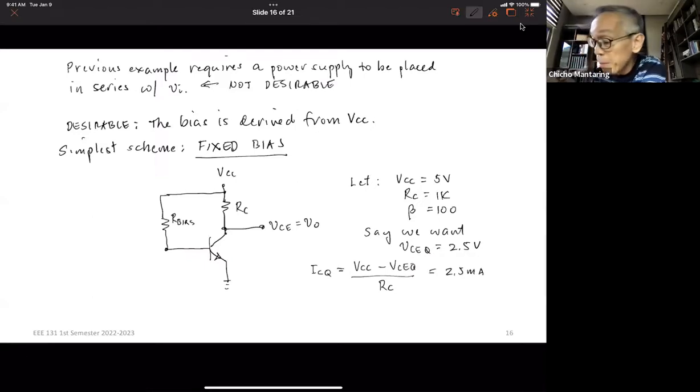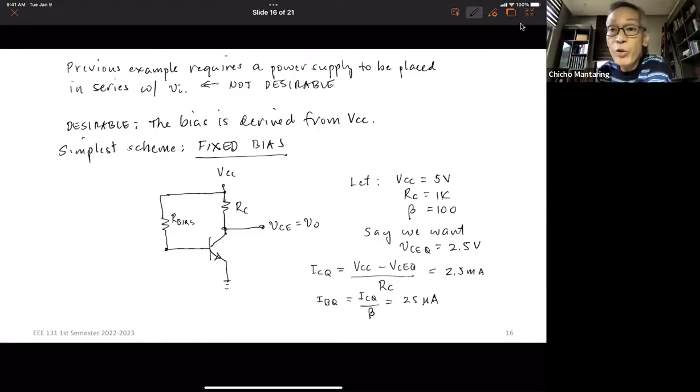So what base current will I need to produce this collector current? Let me call that IBQ, my base current at the quiescent point. This is just ICQ over beta. So that's 2.5 mA over 100, so I'm going to get 25 microamperes.